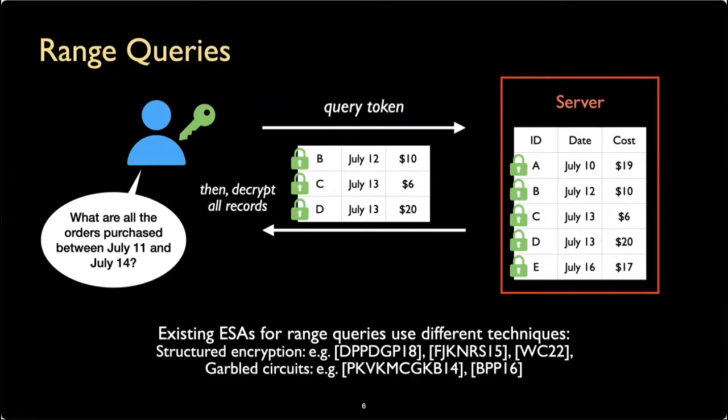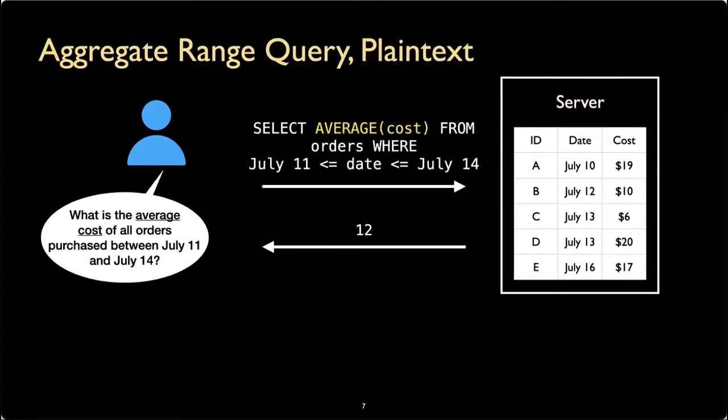Now, despite the existence of many encrypted search algorithms to handle range queries, there has been significantly less attention drawn to another fundamental type of query known as aggregate range queries. In this kind of query, the client is not actually interested in the records that fall within the queried range, but rather they are interested in the result of an aggregate function applied to those records. In this example, we've modified the query such that we now are looking for the average cost of all the orders that fall between July 11th and July 14th. In plain text, this kind of query is simple to answer. The server can use whatever method it wants to retrieve the records, and then it can compute the aggregate server side and then send the single constant size value back to the client.